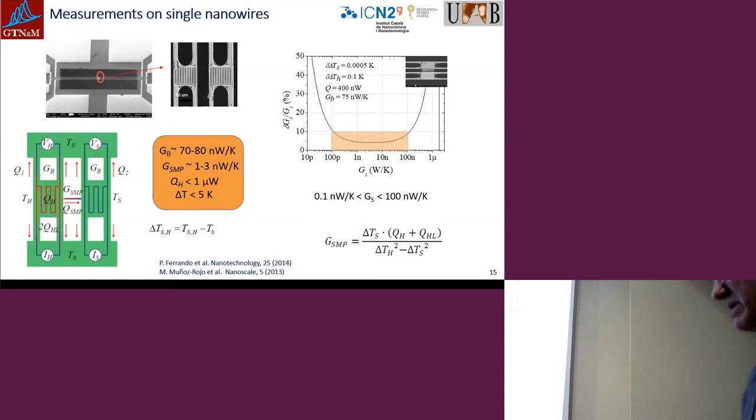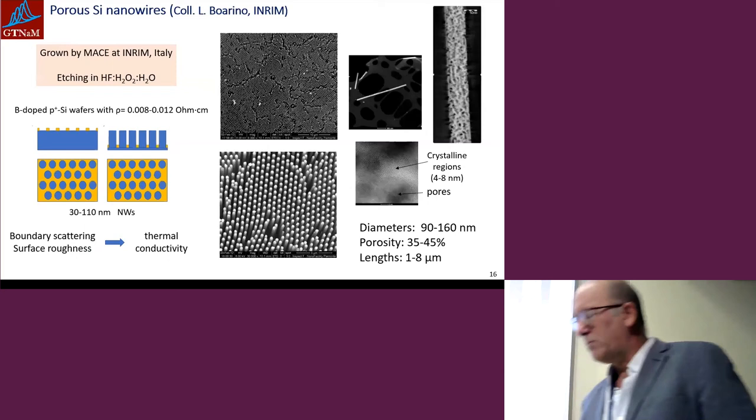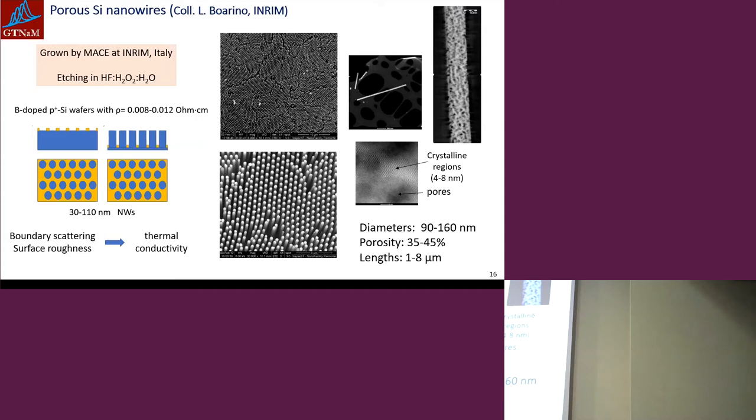Of course, if you want to measure a sample that has a thermal conductance in here, you can change the thermal conductance of the beams, and then you can move this curve up and left and right by changing these parameters. Okay, so we are going to measure porous silicon nanowires. I will not go into the detail of this, but the way they are grown is important, because it will have an impact on the measurement that I'll show you later.